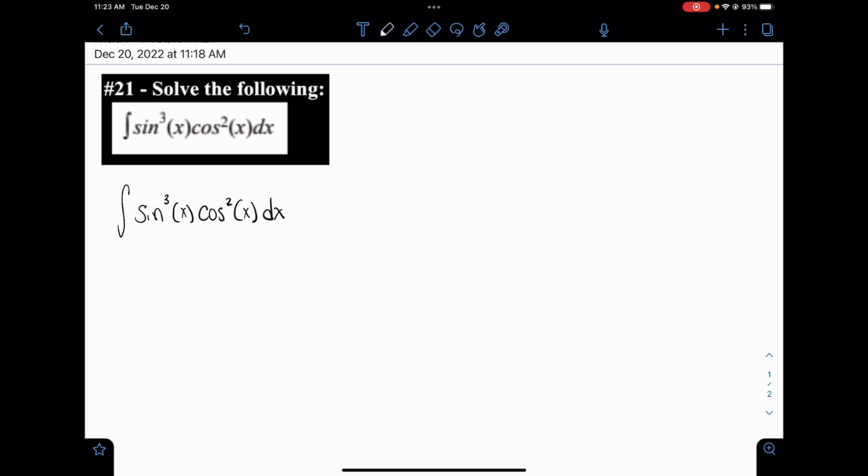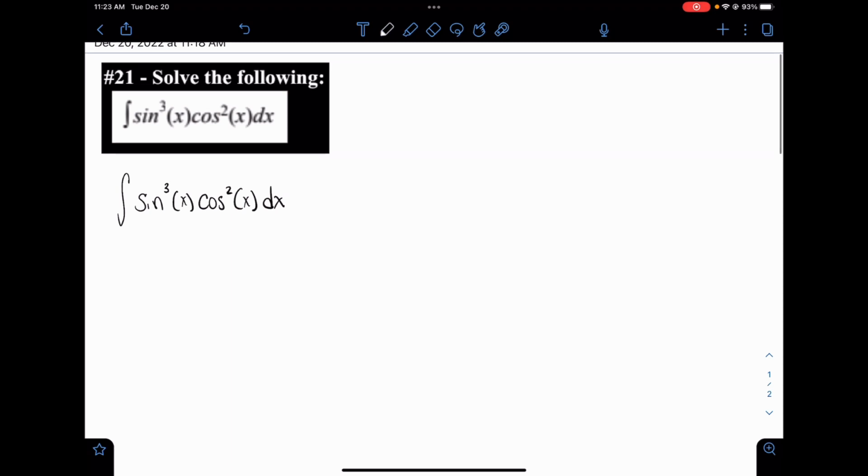This isn't an absolute rule, but when you see trig functions where one of them is to an odd power and one of them is to an even power, usually using u substitution, it'll cancel in a way that makes the integral easier to solve. So our first step is we're going to have to use some of our trig rules to simplify the equation. First, I would use this rule right here, which I believe comes from the Pythagorean theorem.